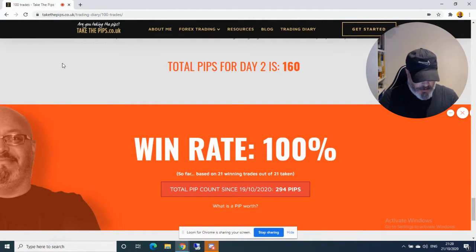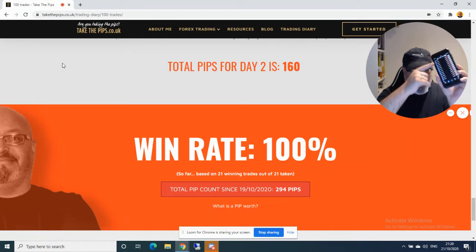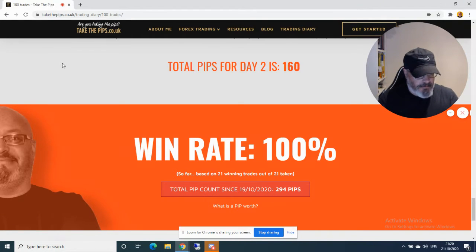I'm not going to show you the details, but there's my phone quickly. I don't think you're going to be able to see that from there. So you can see they're all blue. Yeah, some of them aren't huge pip counts, but actually 160 pips in total is fantastic.